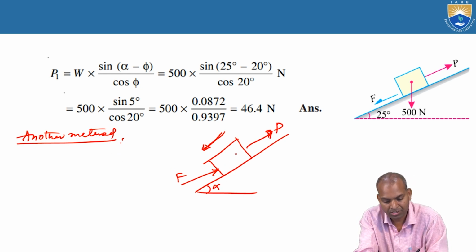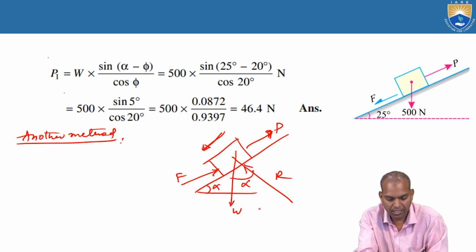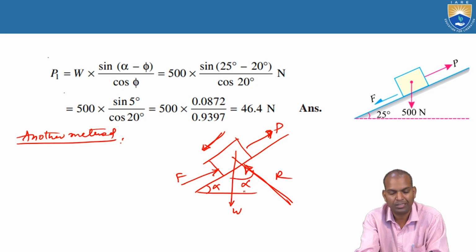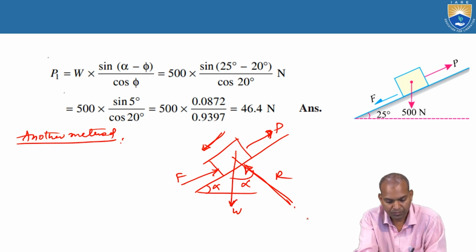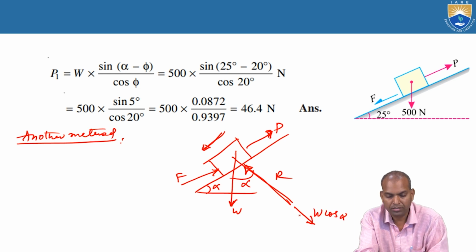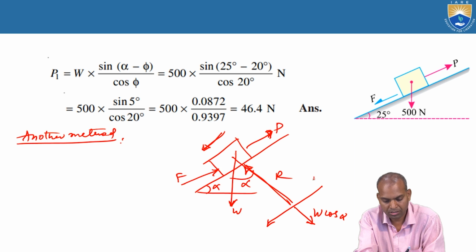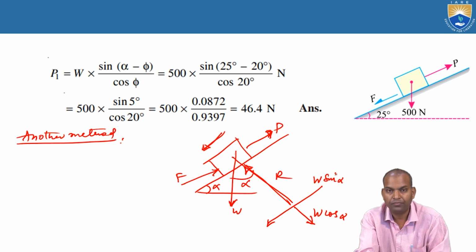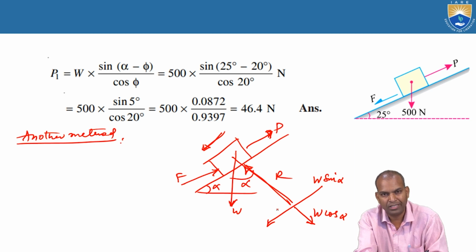Now the weight acts downwards and the normal reaction is R. The angle is alpha. R is normal to the inclined plane. W resolves into W cos alpha, and another component is W sin alpha. Now apply equilibrium conditions parallel to the inclined plane and perpendicular to the inclined plane.